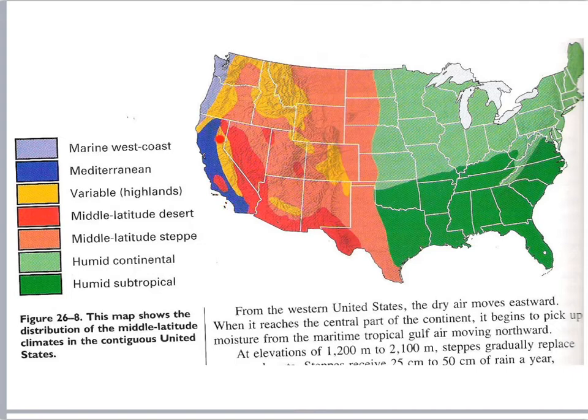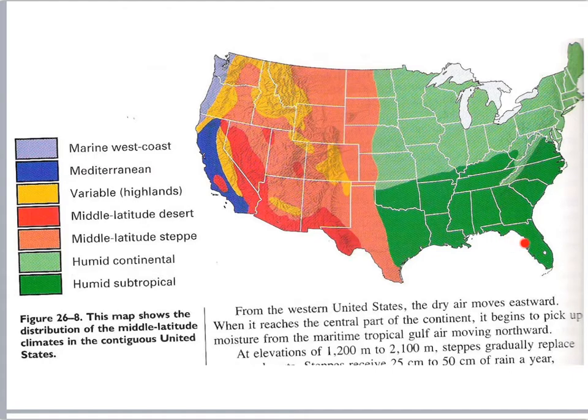Mediterranean is often found in California. Highlands, those are going to be your cold mountain tops. Mid-latitude desert, southwestern part of the United States, and the mid-latitude steppe. Humid continental. We live in the humid continental and the humid subtropical.